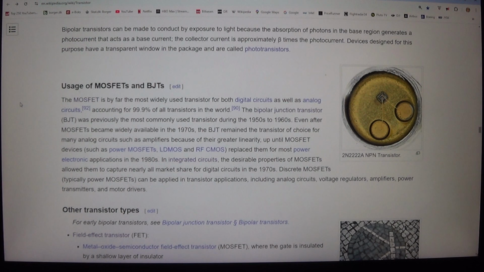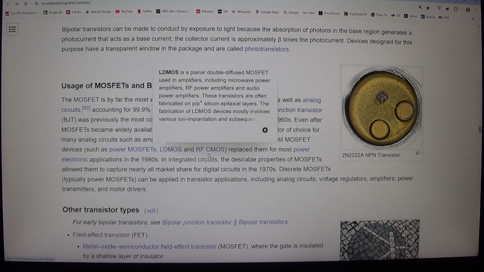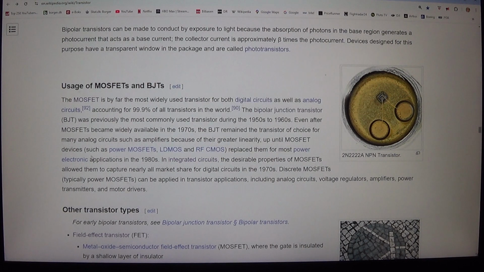The bipolar junction transistor, BJT, was previously the most commonly used transistor during the 1950s to 1960s. Even after MOSFETs became widely available in the 1970s, the BJT remained the transistor of choice for many analog circuits such as amplifiers because of their greater linearity, up until MOSFET devices, such as power MOSFETs, and LDMOS and RF CMOS, replaced them for most power electronic applications in the 1980s.